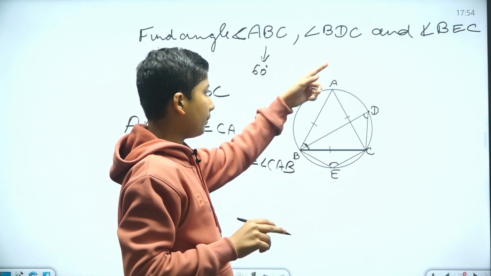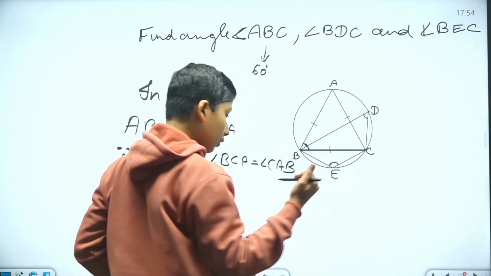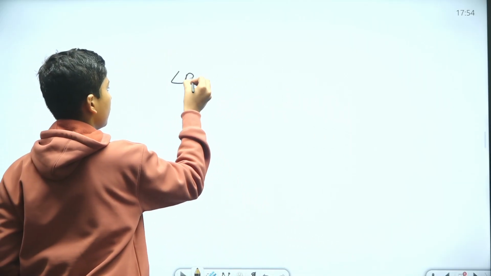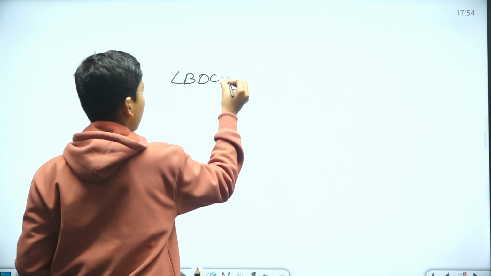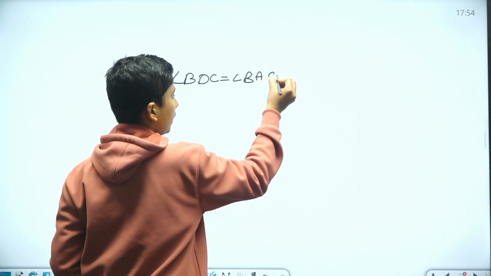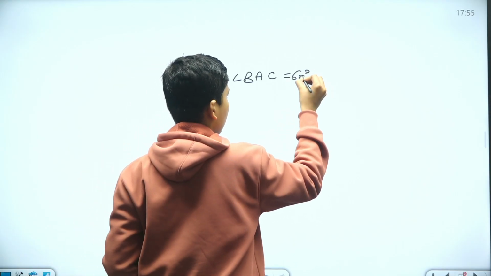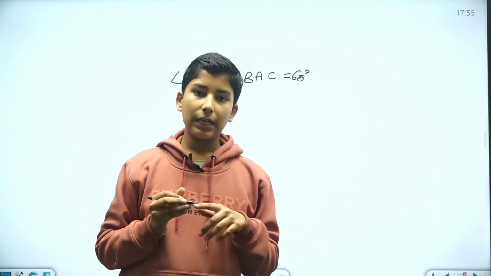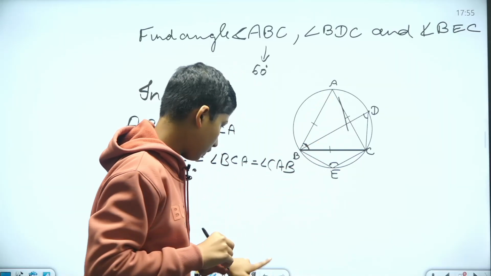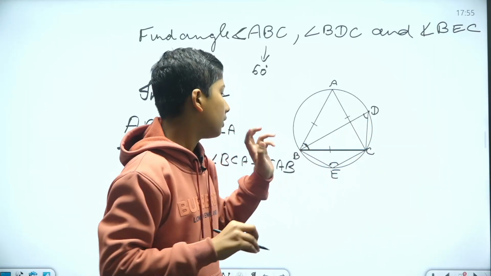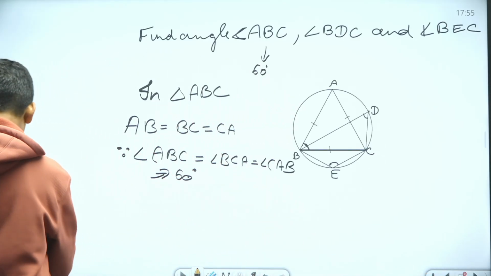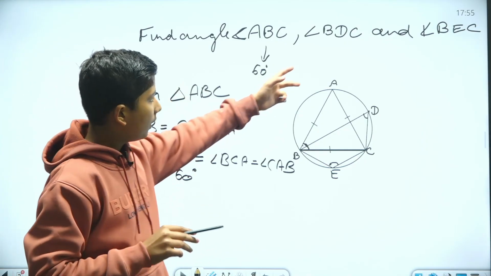Now we have to find angle BDC. BDC, you know the rule, angles in same segment. Angle BDC equal to angle BAC. BAC equal to 60 degree. Why? The reason you will write: angles in same segment. See over here, they are in same segment, no? So they will also be same angle. Now, what we had to find? Oh, yes, we have to find angle BEC.